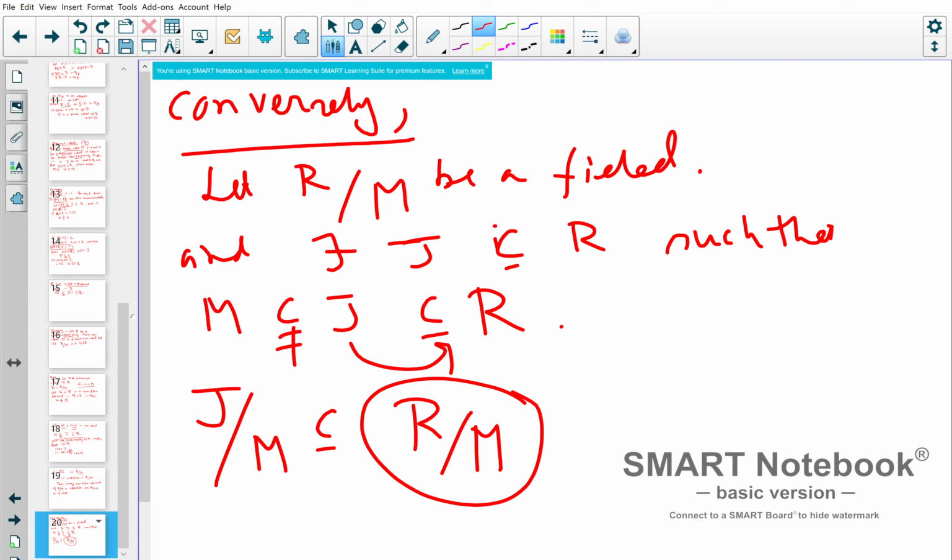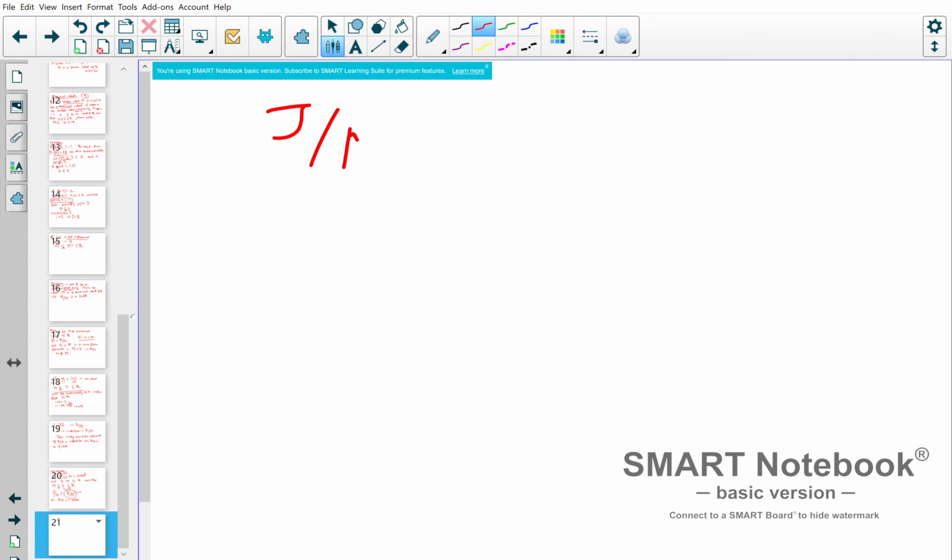Okay. And now the assumption tells us that this is a field, right? And we also know that inside a field, the only ideals are the zero ideal or the full ideal, right? So as R mod M is a field, this J mod M is either the zero ideal, zero bar, or the full R mod M, right?